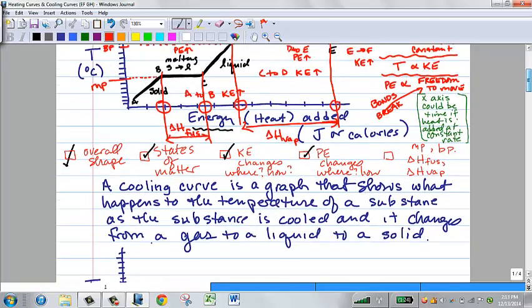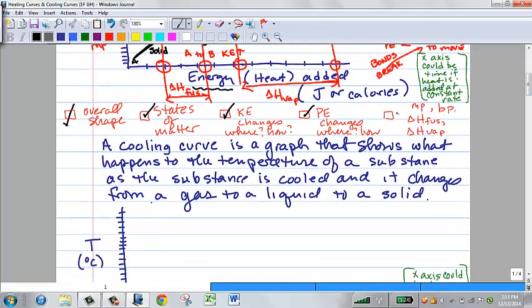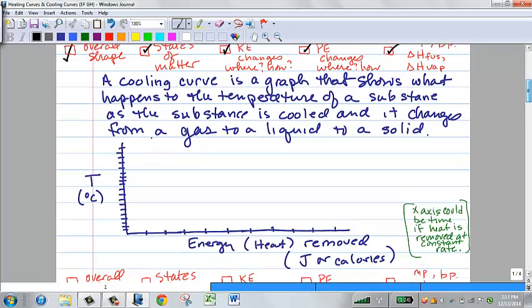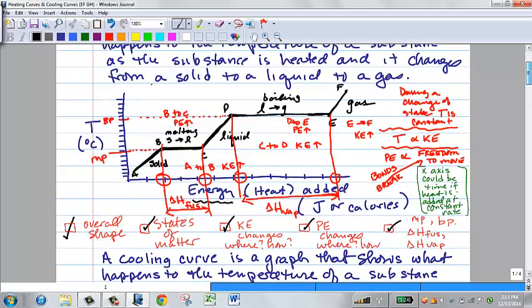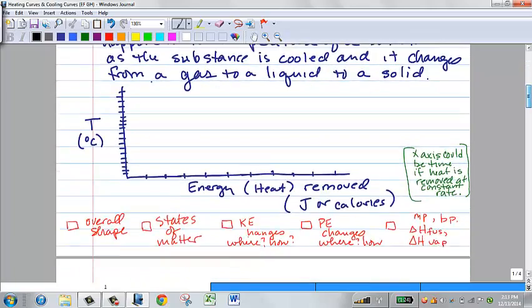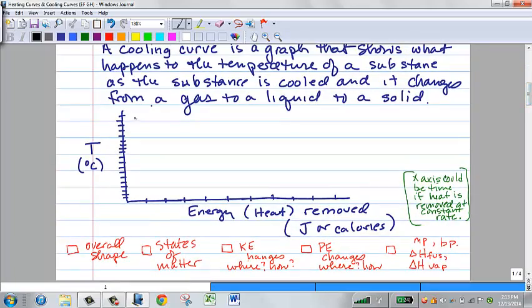We can see all of this in reverse order if we look at a cooling curve. A cooling curve is a graph that shows what happens to the temperature of a substance as that substance is cooled and it changes from a gas to a liquid to a solid. So a heating curve starts low and ends high. That's what we saw up here, starts low and ends high. And over here, we're going to see that it starts high and ends low.